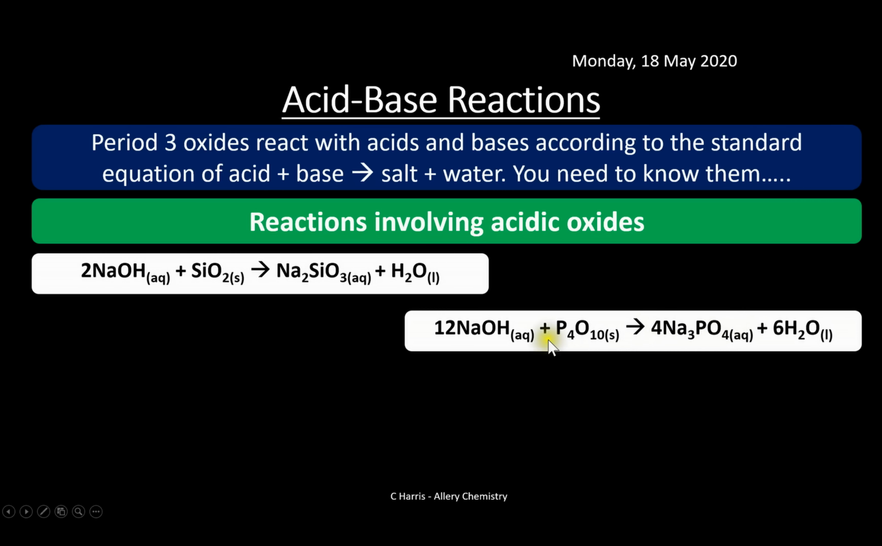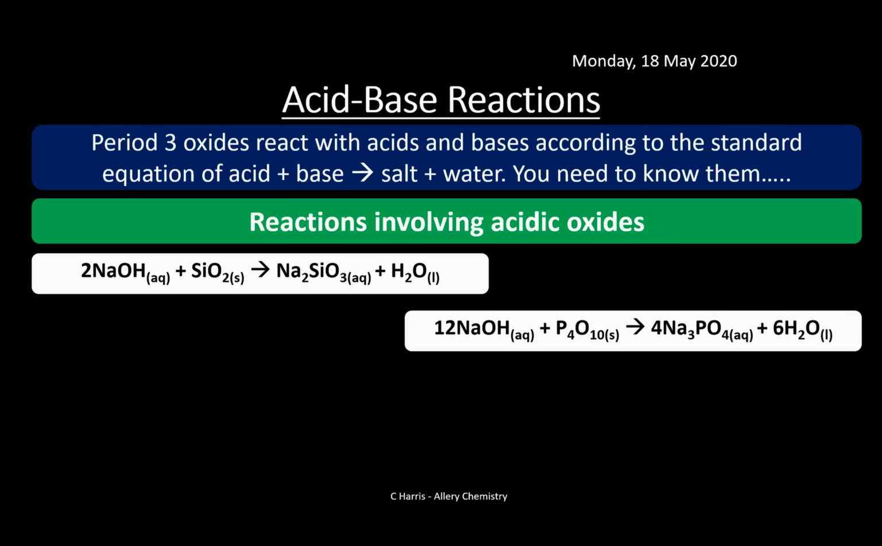It's always going to be a phosphate because we're using phosphoric acid. So your salt's always going to end in phosphate, but the metal really comes from your base. So this is sodium hydroxide, but if this is potassium hydroxide, clearly this would be K3PO4. So you just adapt it to whatever base and acid you're using. Obviously, we produce water as well.